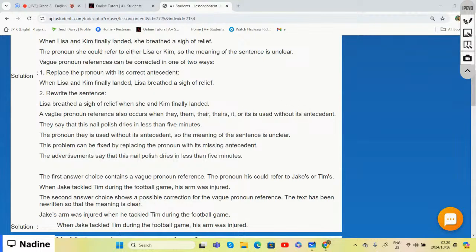All right, so pronoun once again. The pronoun they, if we were to look at the example that I made, the nail polish, in less than 5 minutes.